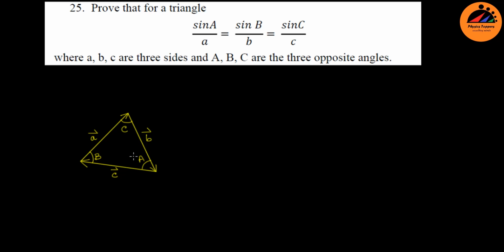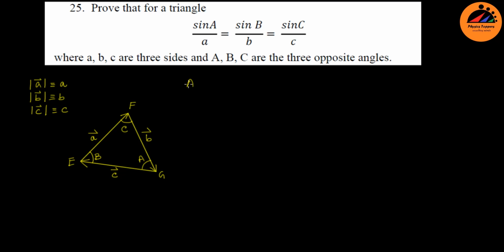Let's name them. So let's name the vertices. Suppose E, F and G. And as per notation, you know that the magnitude of A is denoted as small a, magnitude of B is denoted as small b, and magnitude of vector C is denoted as small c. Now let's find the area of this triangle. How can you find the area of this triangle?